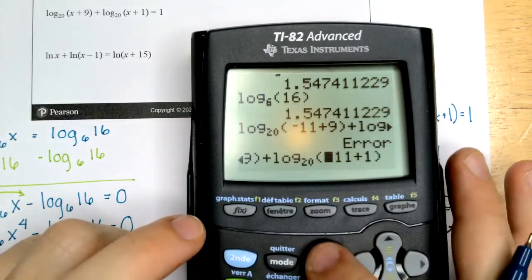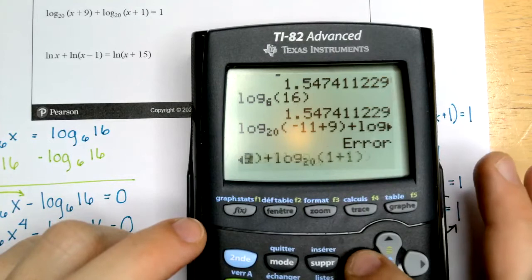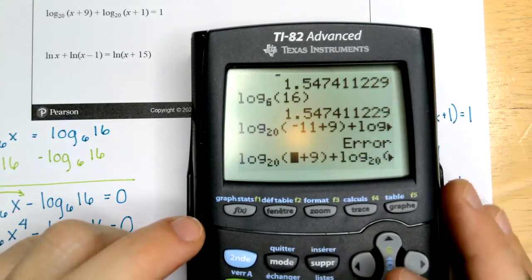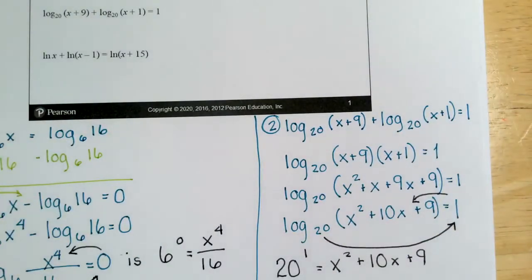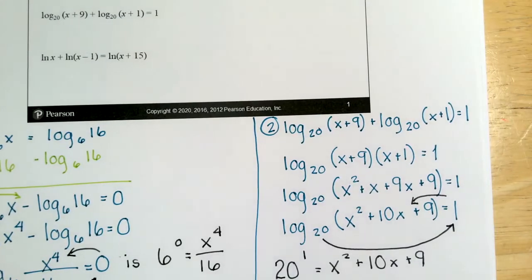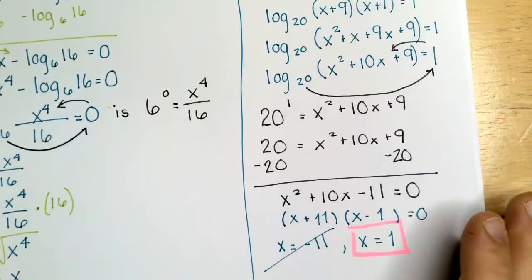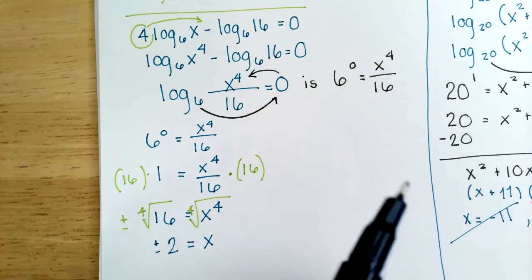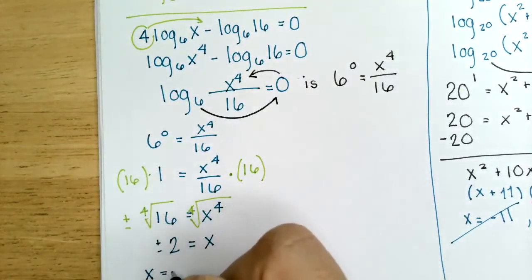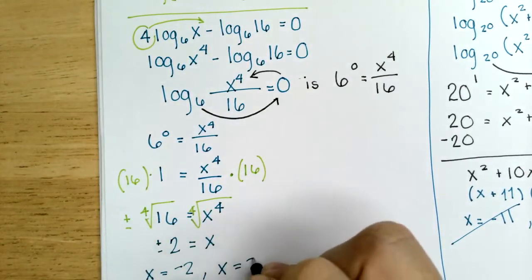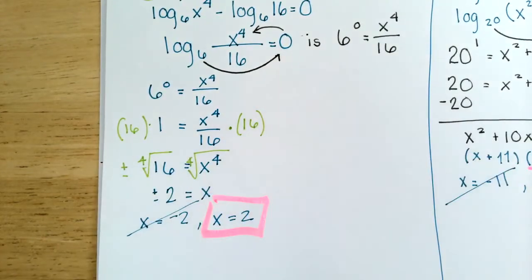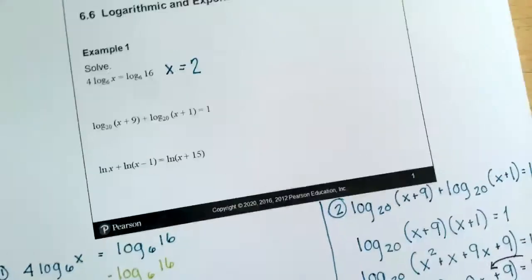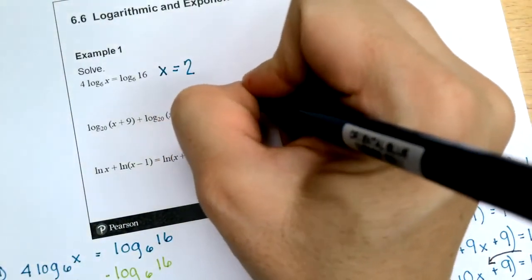So instead of the negative 11, I'm just going to say 1. And we get 1. So this is a good answer. Oops, couldn't see what I was doing. X is 1. Here we said X is negative 2 and X is 2, but we checked it. We said that one is not true and this one is true. Good. So here we're going to say X is 1.